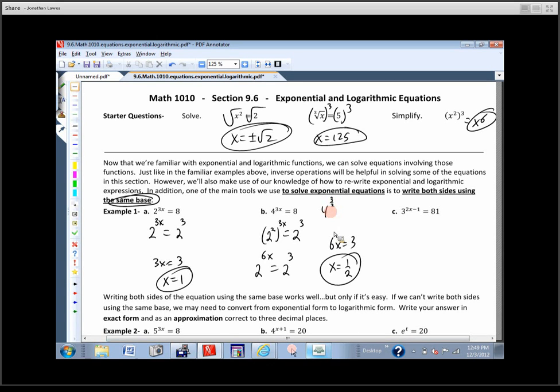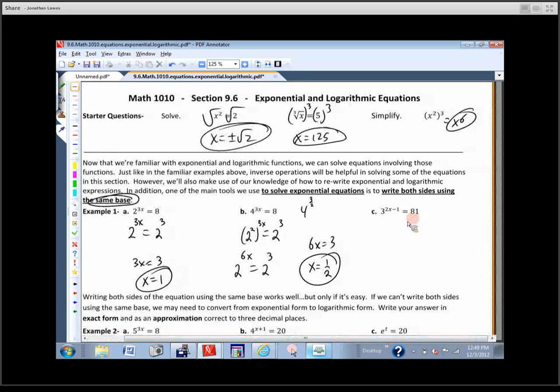Okay. When I have a problem like this, again, a little bit larger number, but hopefully we've seen this enough that we recognize it. Can I write both sides using the same base? Yeah, this is going to be 3 to the 2x minus 1. This is going to be 3 to the fourth. Again, you ought to recognize some of those perfect cubes, perfect fourth powers, and so forth. So this would be 2x minus 1 equals 4. Add 1 to both sides, so that's going to be 2x equals 5. So the answer on this one is 5/2. Okay, are there any questions?